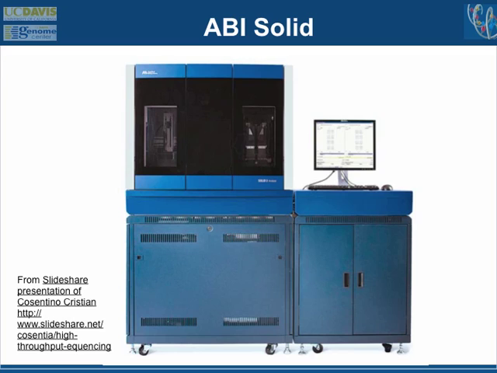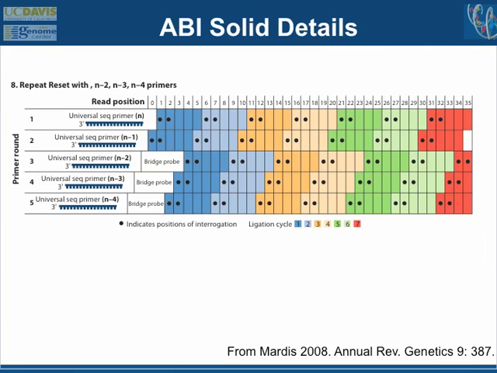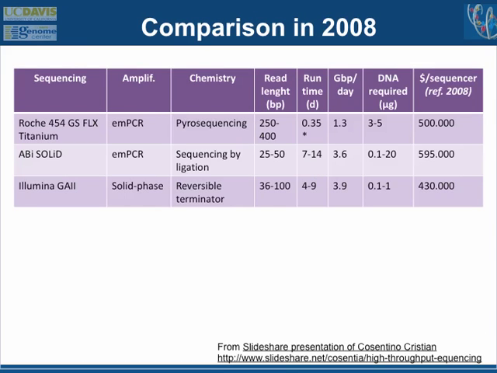I'm not going to go into the chemistry, but I have some slides on this if you want to learn about it, and it's in this review paper. Again, the ABI Solid method is yet another one of these methods to make lots of copies of a single piece of DNA and then read the sequence in some way. It does an emulsion PCR step, but then its sequencing method is different than the sequencing method used by pyrosequencing, and I'm not going to go into all the details.